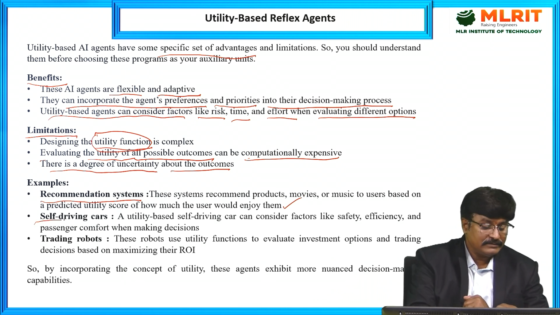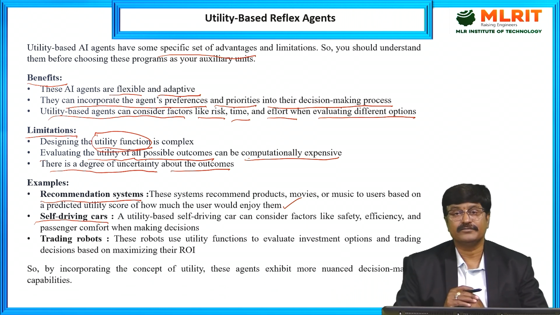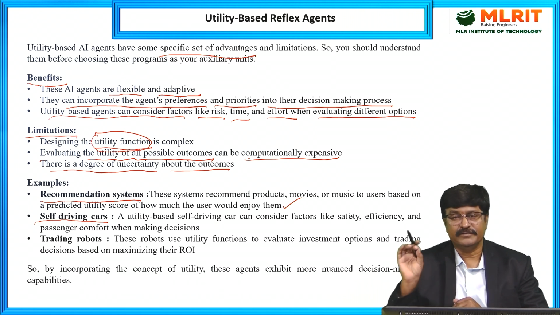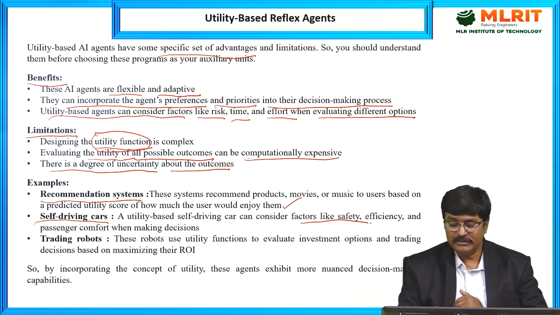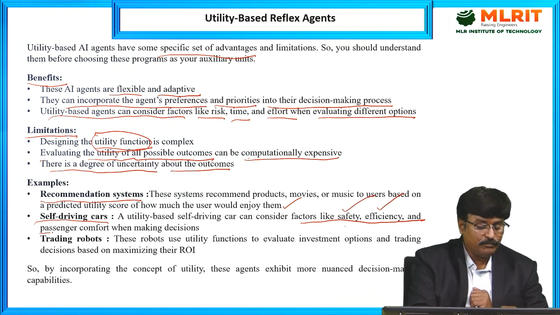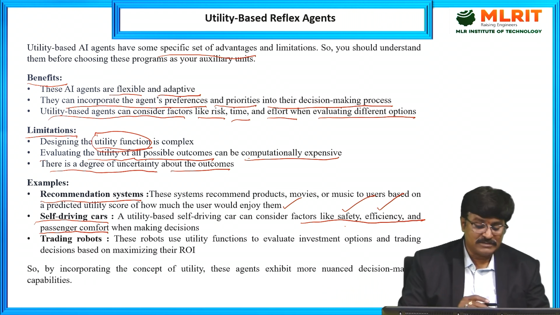Another one is self-driving cars. A utility-based self-driving car can consider factors like safety, efficiency and mileage, and passenger comfort when making decisions. Whatever decision we take, it has to consider all these factors. Safety is a priority, efficiency and mileage are important, and passenger comfort is important. Based on that, the utility is taking the action.